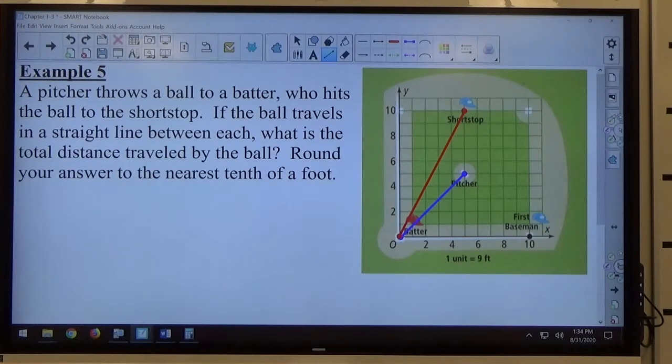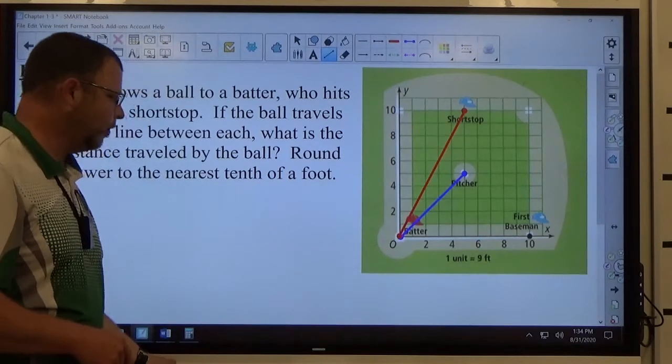So I need to find the blue distance from the pitcher to the batter, and then the red distance from the batter to the shortstop. In each case, we're looking at a distance between 2 points in a diagonal line. So we're going to have to use the distance formula to do that.